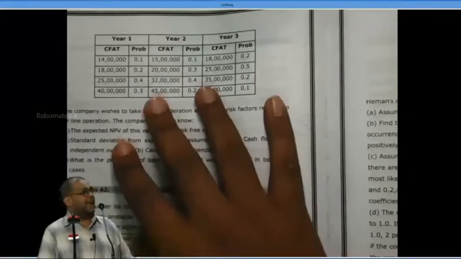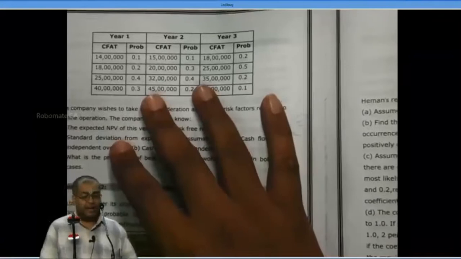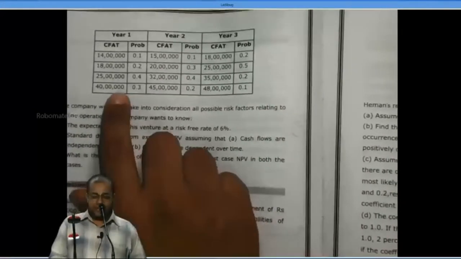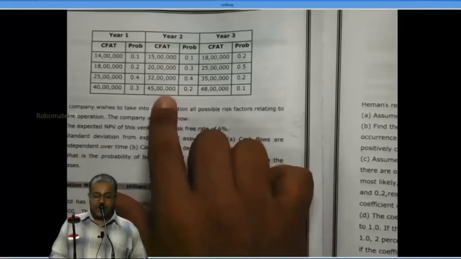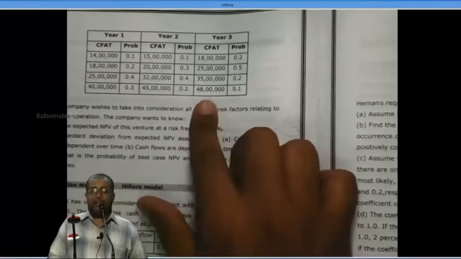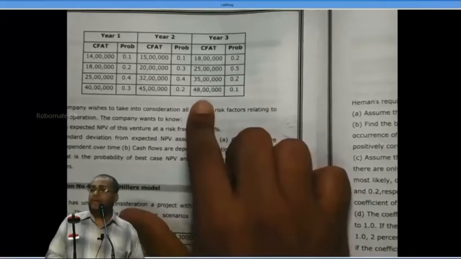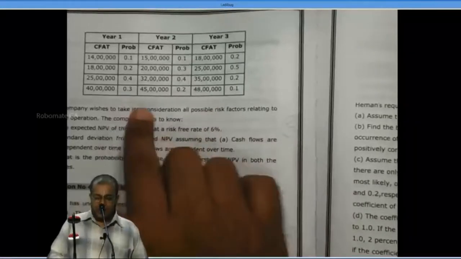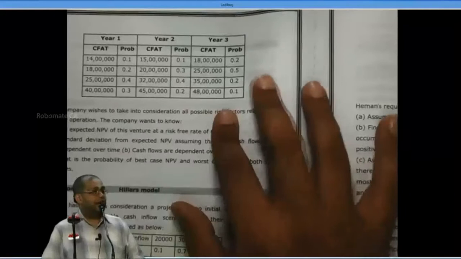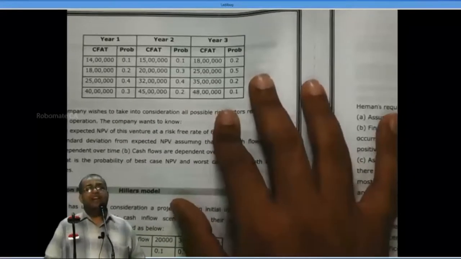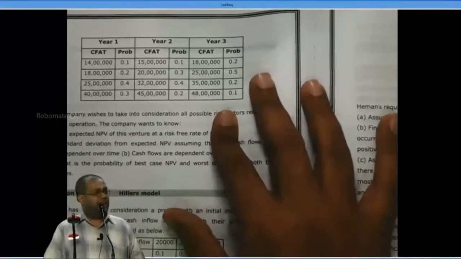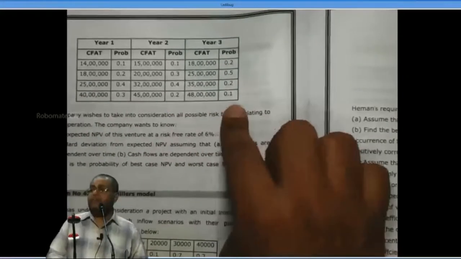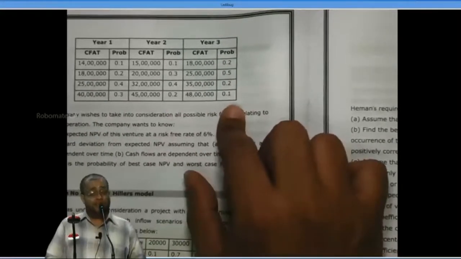Suppose the cash flows are independent. To get the best NPV, how many things should happen? What are the three things here? First year should be 40, second year should be 45, third year should be 48. All the three should happen, so it is a joint probability. What is the joint probability? 0.3 into 0.2 into 0.1. This is not new, which we did in the decision tree problem already. So the probability of best case NPV is 0.3 into 0.2 into 0.1 when the cash flows are independent over time.